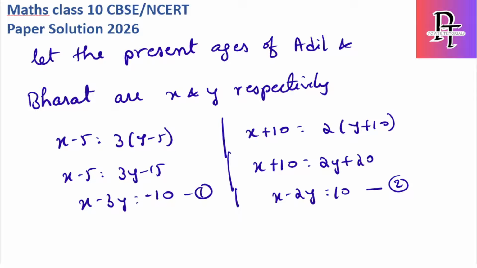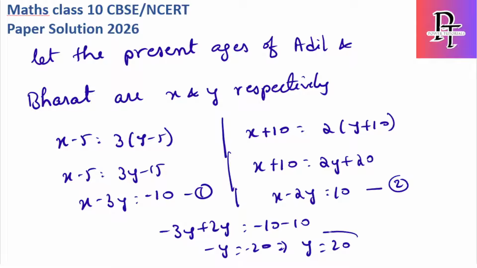ओके, तो ये दोनों सॉल्व करने के लिए मैं एलिमिनेशन मेथड यूज़ करता हूँ. 1 minus 2 चेक कर लेता हूँ. 1 minus 2 होगा -x plus 2y... -y is equal to -10 minus 10, तो हमको मिल जाएंगे -y इज इक्वल टू -20. सो वी गॉट द y वैल्यू एज 20. मतलब भरत का करंट एज 20 हो गया.